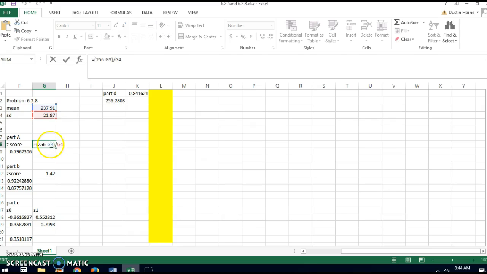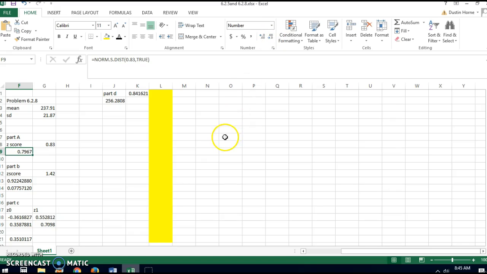To calculate it, I did x minus the mean divided by the standard deviation. Once I get my z-score, I want it rounded to 2 decimal places. So when I plug in equals normal S distribution, your z-score is 0.83, and you put true, you will get your answer. And then you want to round your answer to, I believe, 4 decimal places. So that would be your answer.